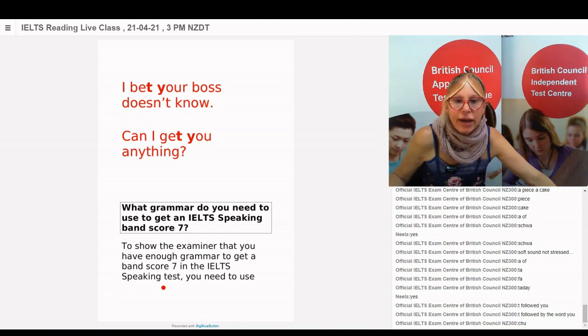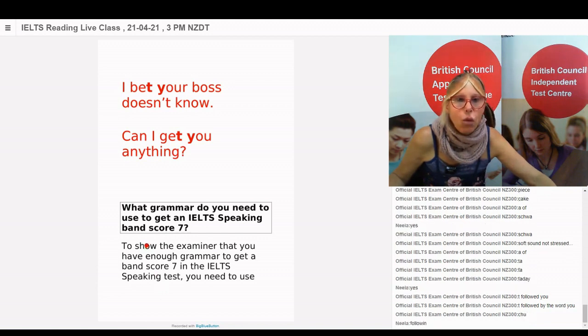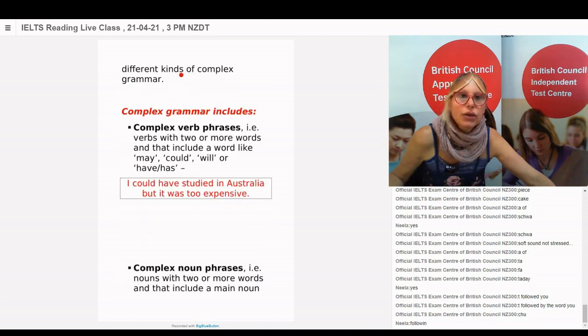All right, the last part of the lesson today, we're going to have a look at what grammar you need to get an IELTS speaking band score 7. Here are just some recommendations, we could say, for how to improve your grammar score. So to show the examiner that you have enough grammar to get a band score 7 in the IELTS speaking test, you need to use different kinds of complex grammar. Complex grammar. So what is complex grammar?